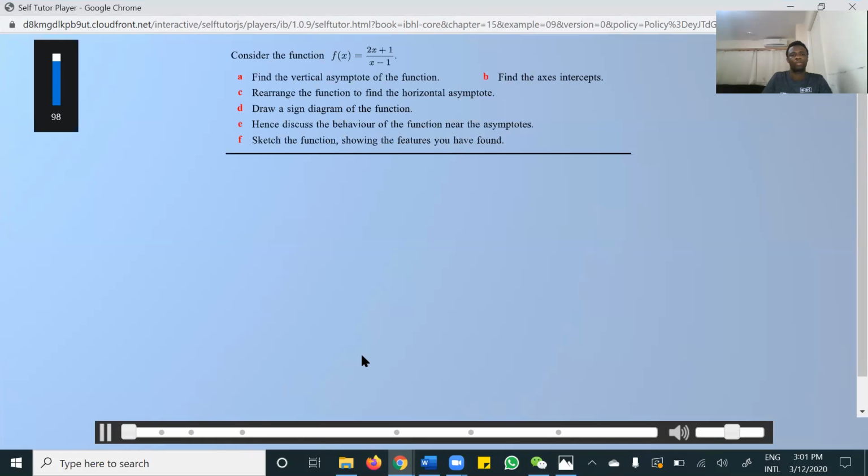In this example, we consider a rational function and a linear function.